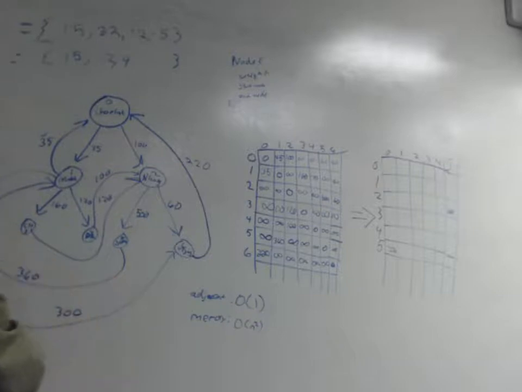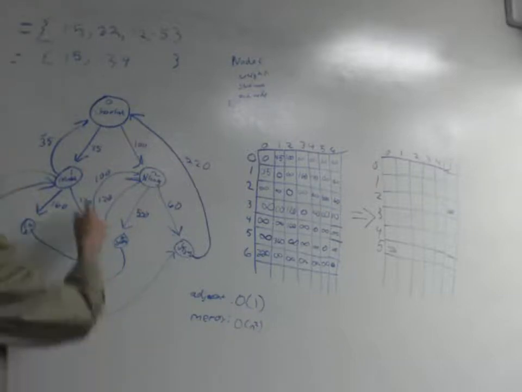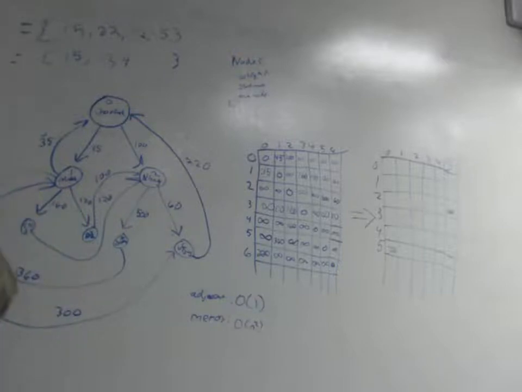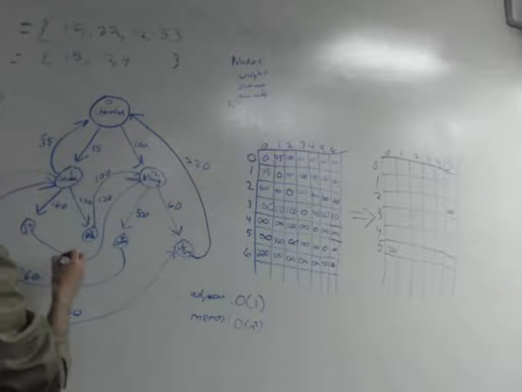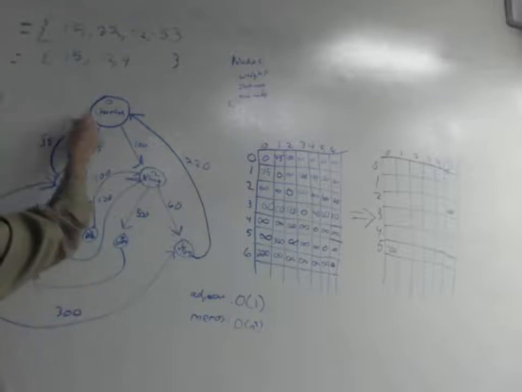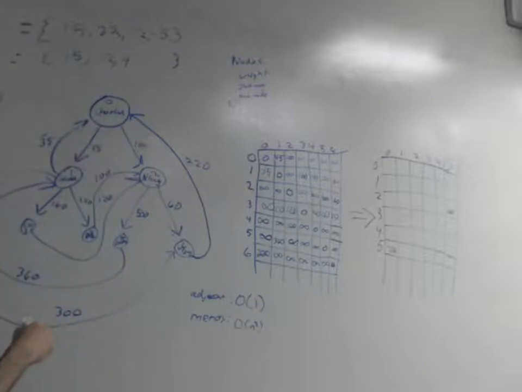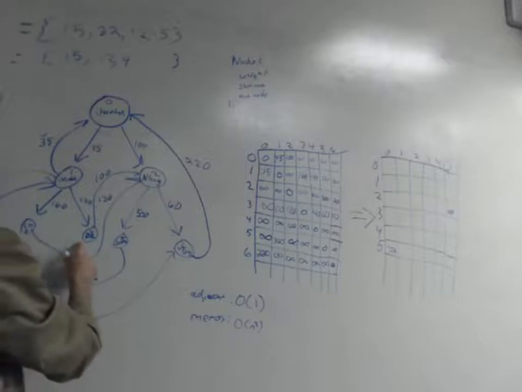Breadth is, I'm at 0. Where can I go? Well, I can go to 1 and 2. Let's go to 1 first. So I'm at 1. Where can I go from 1? 3 and 4. So let's add 3 and 4. You can also go to 0, but you probably marked that to say that you've already been there. I've already been there, so I don't add it. I can go from 3 to 4.